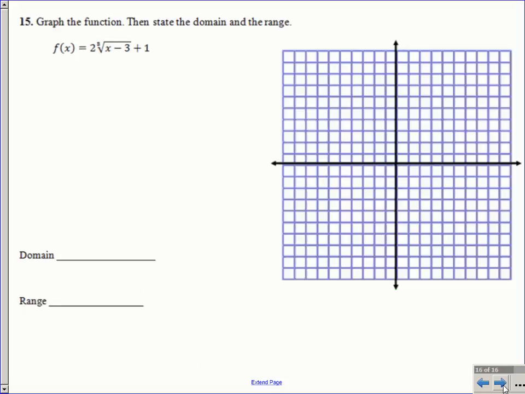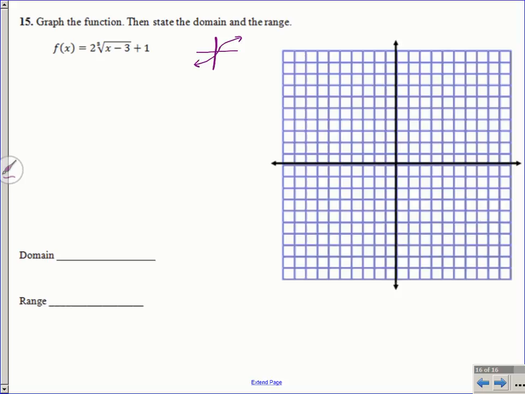All right, our very last question on the practice test, number 15, asks us to graph the function. It says then state the domain and the range. So let's start by graphing it. The first thing I'm going to look at is the fact that, hey, this is a cubic root function. And I know that the parent function for a cubic root looks like this.